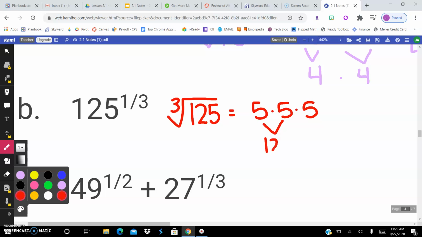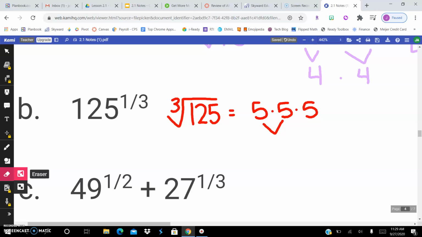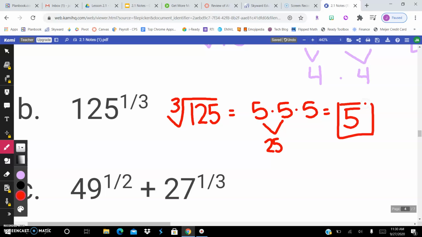So 5 times 5 is, oh, sorry, not 125. It is 25. And then I multiply that by that extra 5, and I get the 125. So what did I multiply together 3 times? I multiplied together 5. So 5 is our answer here. 125 to the 1/3 power is really 5.